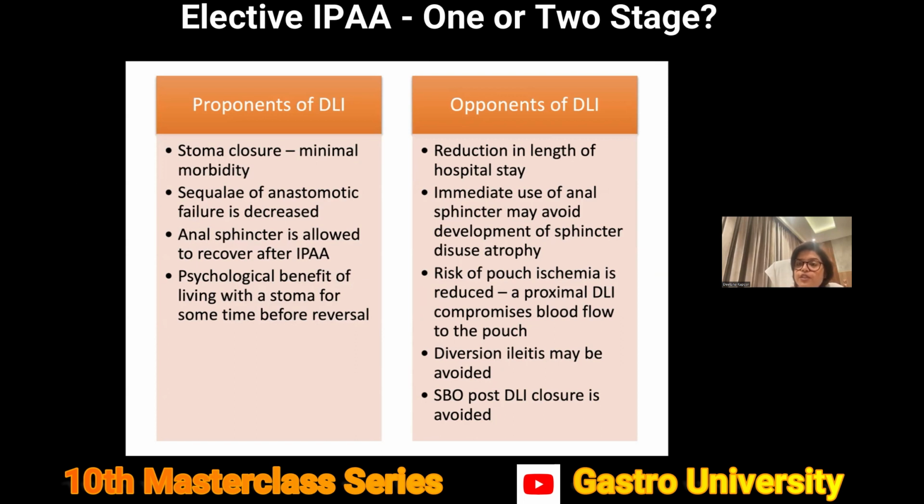Then there are certain groups of surgeons who oppose a diverting loop ileostomy, stating that there is a reduction in the length of hospital stay, and the immediate use of the anal sphincter may avoid the development of sphincter disuse atrophy. They also propose, though the evidence for this is questionable, that the risk of pouch ischemia is reduced. A proximal stoma will compromise the blood supply to the pouch. The problems of diversion ileitis may also be avoided, and the issues of small bowel obstruction after diverting loop ileostomy closure are also circumvented.